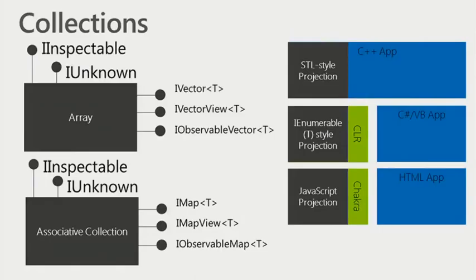I've already mentioned this. You have different interfaces, including an observable vector, like observable collections in WPF and Silverlight. And then on the right, you have different projections, like vectors look like regular arrays in JavaScript. They look like IEnumerable of T, IList of T in the CLR. And then you have STL-type projections for C++, using begin, end, and all the iterator stuff that people love in C++.